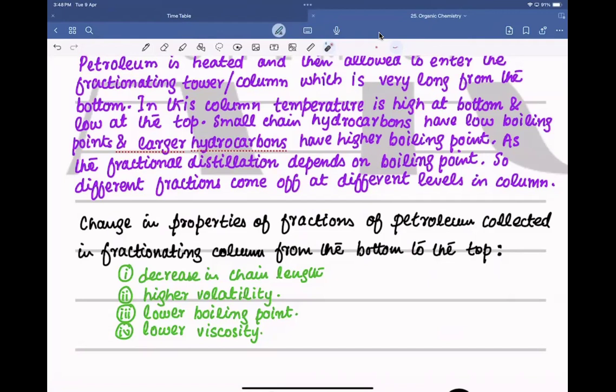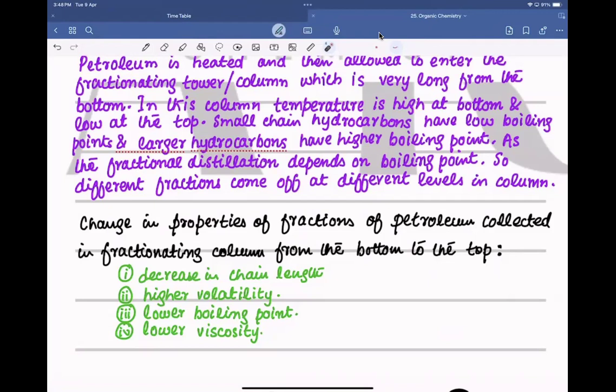Yes, sir. Okay. Now we have the fractions and their uses. You must remember these fractions and their uses: refinery gas is used in cooking, gasoline and petrol are used as fuels in cars, naphtha is the chemical feedstock. In chemical industries, it is needed as a raw material. Then kerosene, it's used as jet fuel.